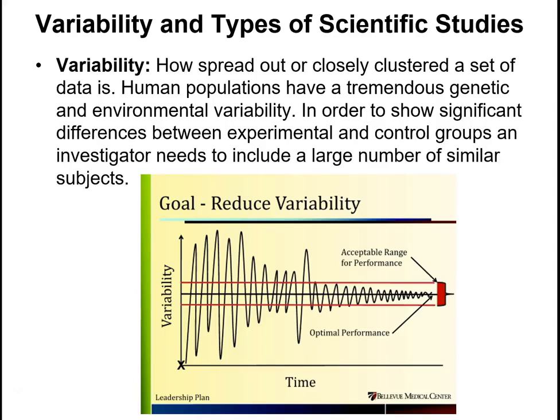So human populations, we have so much variation in our genetics and environment. And so that can make it really difficult to accurately determine how specific single things change different aspects of our lives. So in order to show an actual significant, a real difference between experimental and control groups, we need to include a really large number of very similar subjects, because then you are reducing the impact that the genetic and environmental variation has on whatever you're measuring.